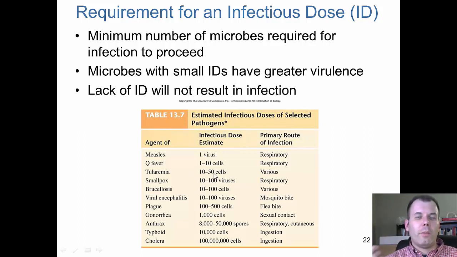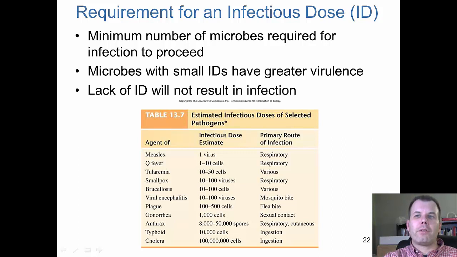And so some of these have a very low ID, some have a very high ID. When you have a very low ID, that means you're very infectious. You only need a few organisms to cause infection, okay? So if you look at this list here, measles, Q fever, tularemia, smallpox, these all have very small numbers. These are very low IDs. That means you only need one virus of measles to get you infected. That is very scary. Only one virus. You can't even see that virus and it can get you infected. And this is spread through respiratory droplets. And so that's why we vaccinate and vaccinate people.